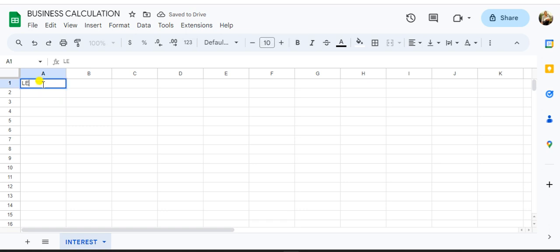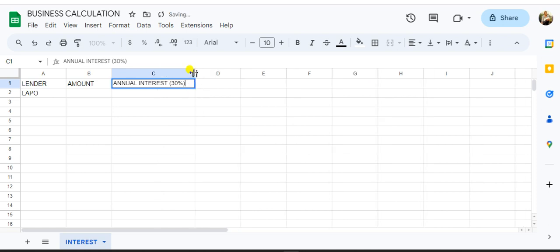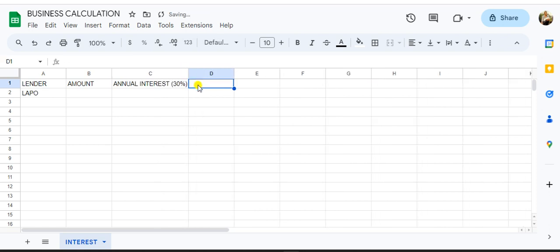So lender, let's use lender. Let's say our lender is Lapo, right? Then amount Lapo gave you. Then what again? Annual interest. Let's say they are collecting 30% interest annually. Please, this is just an assumption. It may be higher, it may be lower. Then monthly interest.